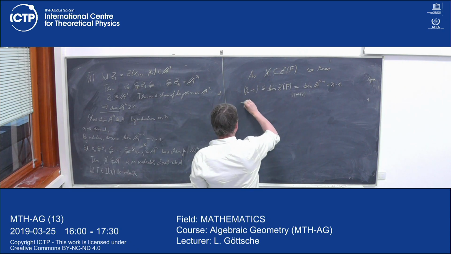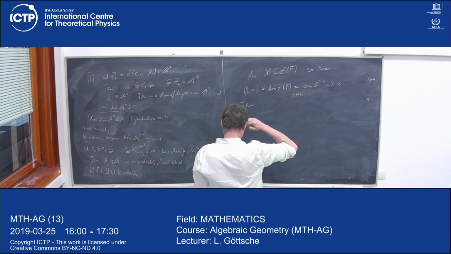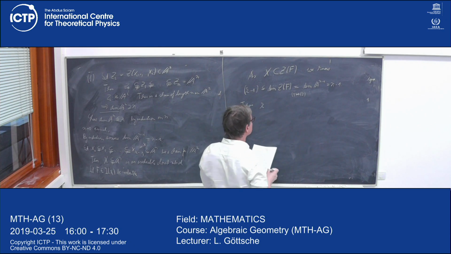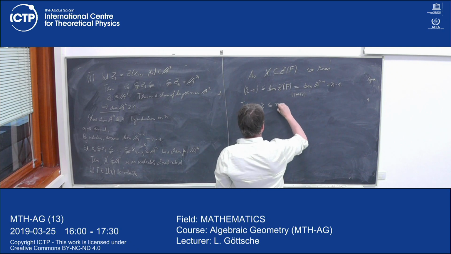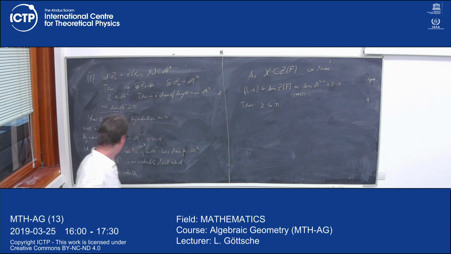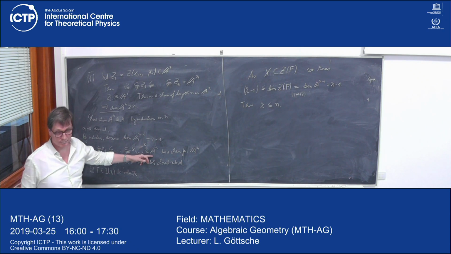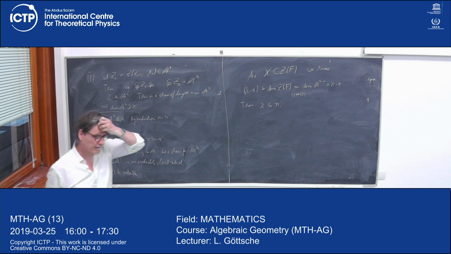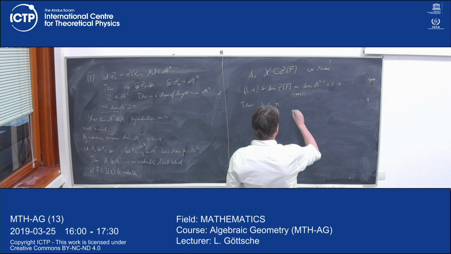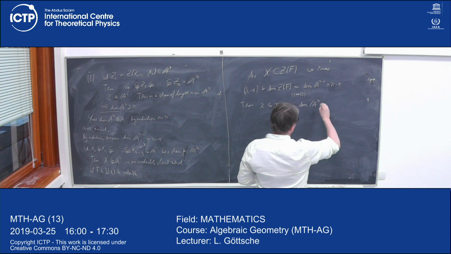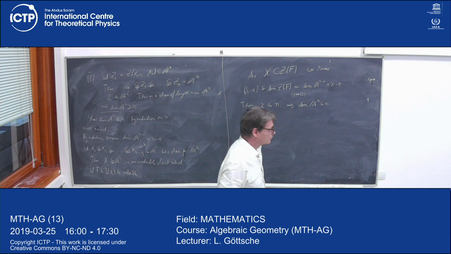So thus k is smaller or equal to n. And so that means any chain in A^n can at most have length n. So the maximal length of a chain is n. So the dimension of A^n is n. So here actually it is smaller or equal to n, but we have already shown it's bigger.